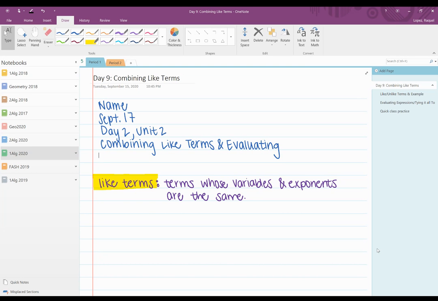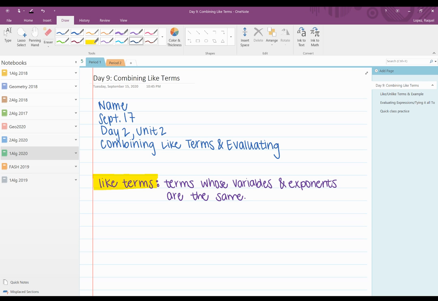Today we're going to be talking about combining like terms and evaluating. If at any point you need to pause this video to write down what you need, go ahead and do so, but we're going to jump right to it. On the top of your notes pages, this is the header that you should have: your name, the date. It is day 2 of Unit 2, and the key words are combining like terms and evaluating. So let's go ahead and just jump right in.